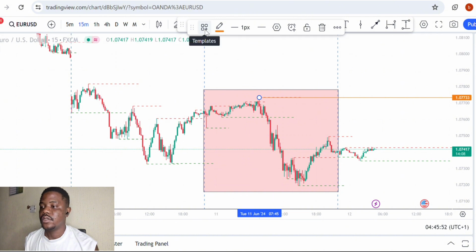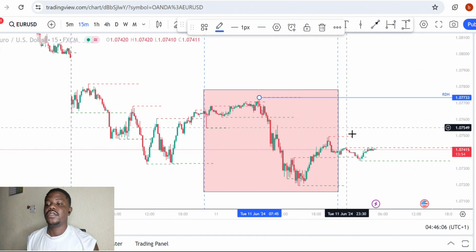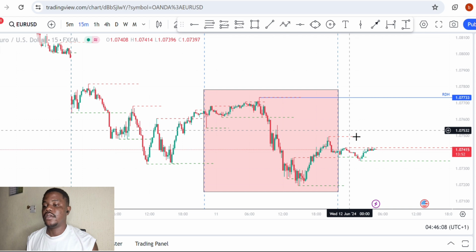And then we can go as far as naming it. Normally I have this rule I follow. I name it recent daily low or recent daily high, depending. So I abbreviate them RDH, RDL. So this is it, recent daily high right there.